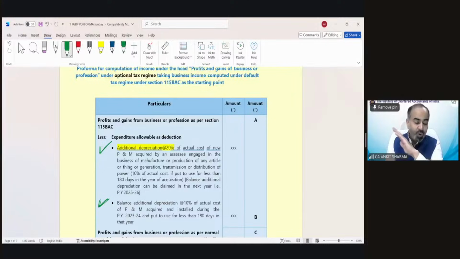As I have told you, if the information has not been given directly in the question, if the question does not ask you to calculate additional depreciation, but there is applicability, there is a manufacturing unit, printing unit, etc. There is new machinery purchased, used for the factory, etc. So if all the conditions for additional depreciation calculation have been given, you have to calculate it on your own.